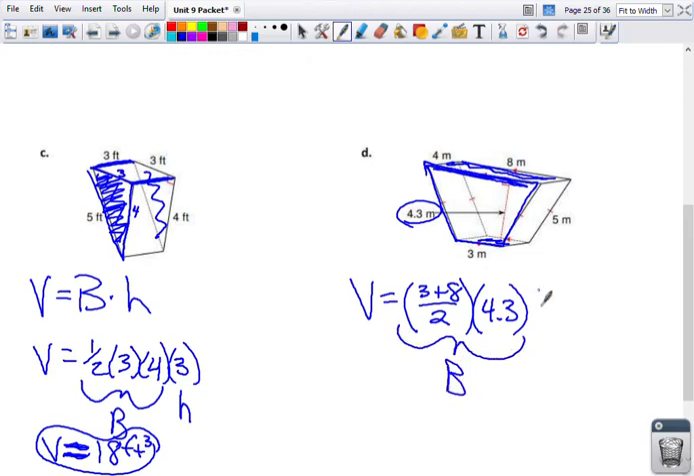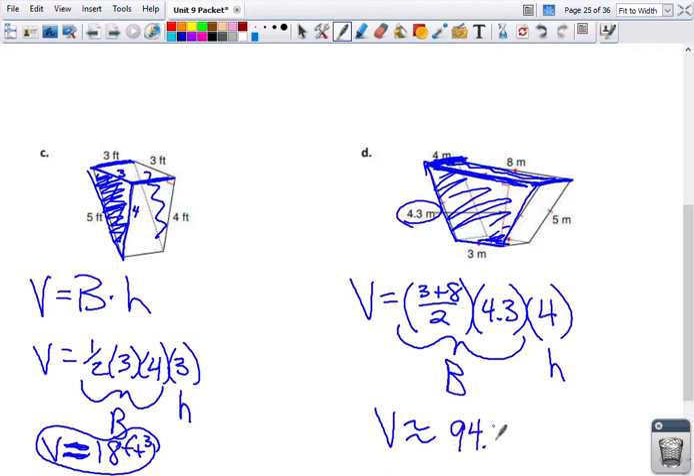Now we got to multiply it by the height of this thing. The height is got to be, well, if I set it on its base here, this trapezoid right here, it's going to be this tall or that tall over there. That is 4. And that's our height here. And I'm getting a volume of approximately 94.4 meters cubed.